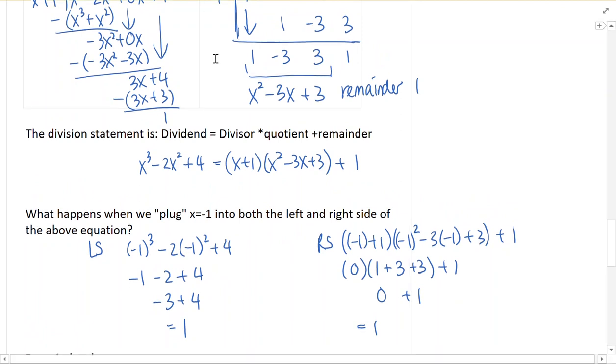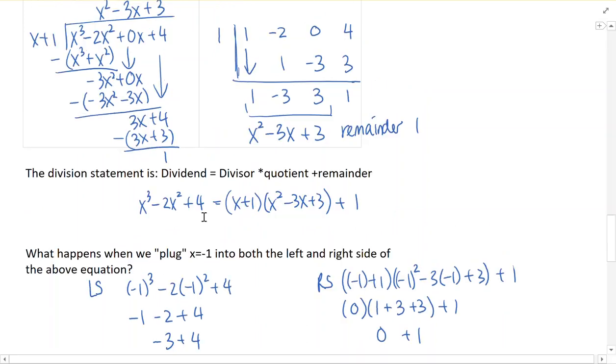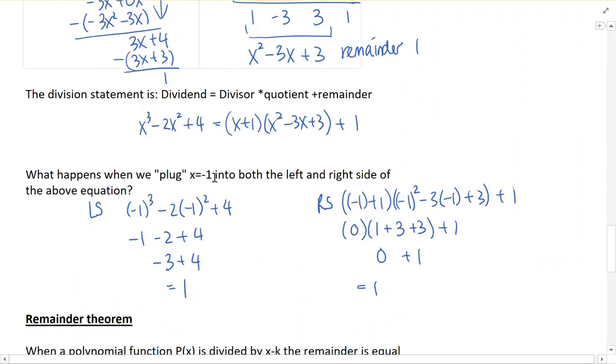So what happens here? It seems like when we put in this negative 1, we get this 1 as a result. And where have we seen this 1 in the previous question? Well, the remainder. And where would this negative 1 have a relationship with? Maybe with this divisor here. So there is a relationship between our divisor, the number we put in, and the remainder, which leads us to the next part.